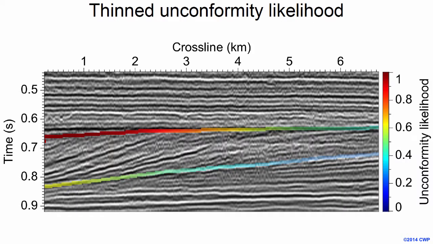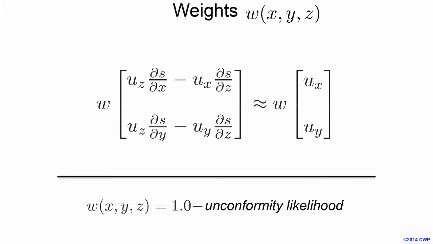But here we use this unconformity magnitude to weight the flattening equations as shown here. And in this weighted flattening method, the weight W has small values at the unconformities and big values elsewhere.